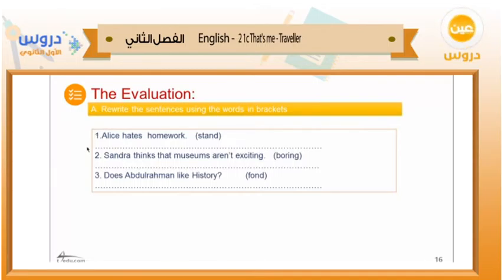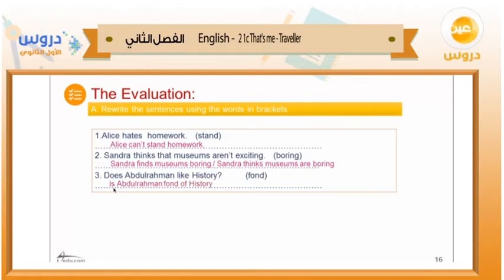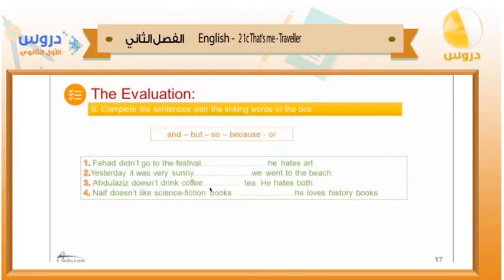Okay, let's check your answers, please. Number 1. Alice cannot stand homework. Number 2. Sandra finds museums boring. Or Sandra thinks museums are boring. Number 3. Does Abdurrahman like history? And the answer is Is Abdurrahman fond of history? Very good. Now let's go to B.